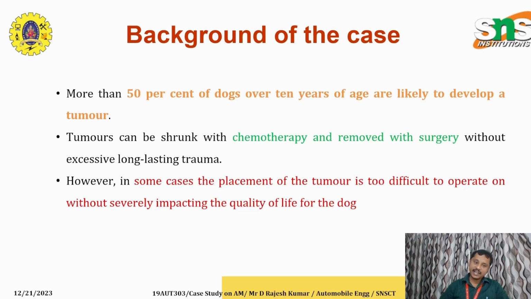But it is very difficult to operate on a few organs, or to do chemotherapy on specific areas of the body. Here the 7-year-old dog is suffering from a tumor on its nose. That is the difficulty here, and we cannot do chemotherapy for that particular area of the dog. It is also very difficult to operate, because if you operate on the nose, the dog cannot breathe, and the probability of survival is very low.